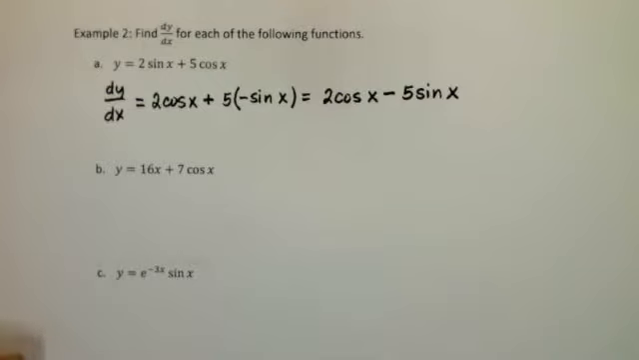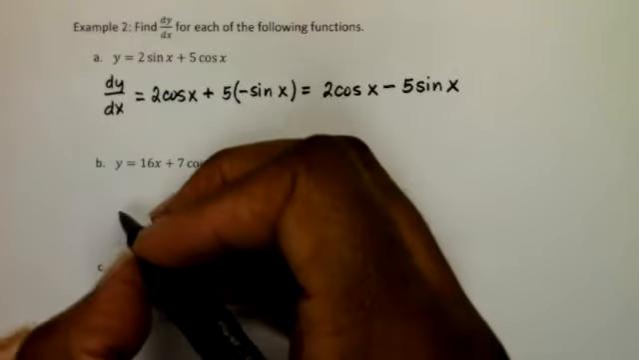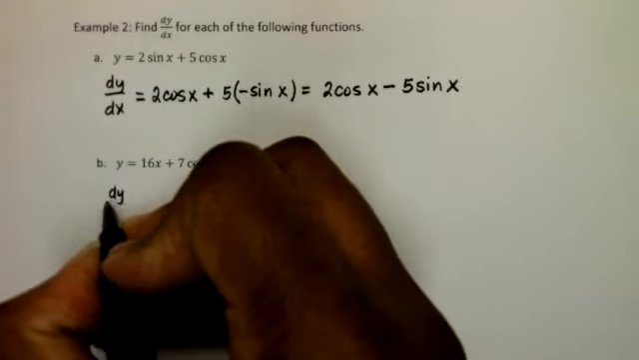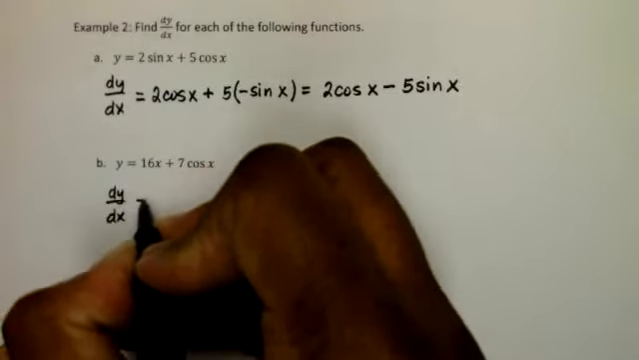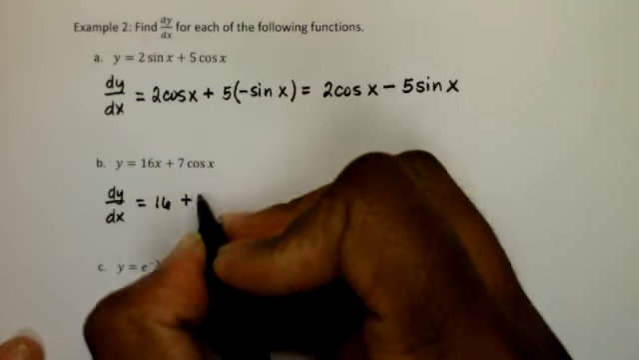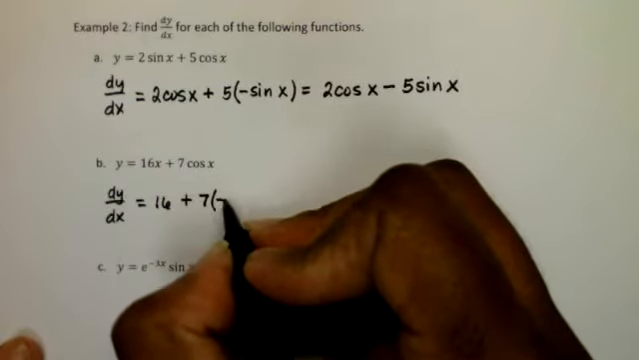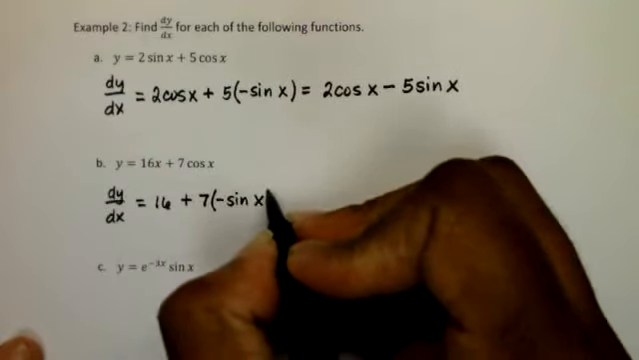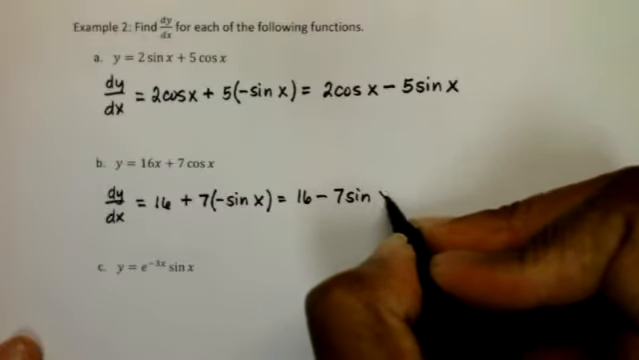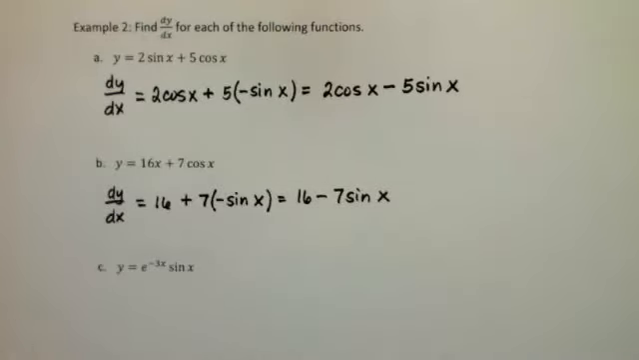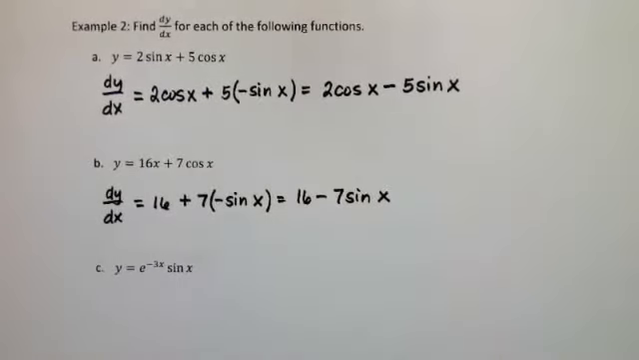All right, part B, y equals 16x plus the cosine of 7x. Okay. For 16x, its derivative would just be 16. Then plus, bring down the 7, take the derivative of the cosine, that'll end up being negative sine of x. And if we simplify this, this will be just 16 minus 7 sine of x. Okay, that's the derivative of y equals 16x plus 7 cosine of x. 16 minus 7 sine of x.